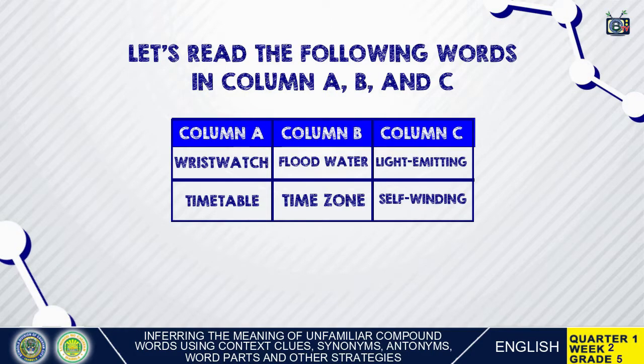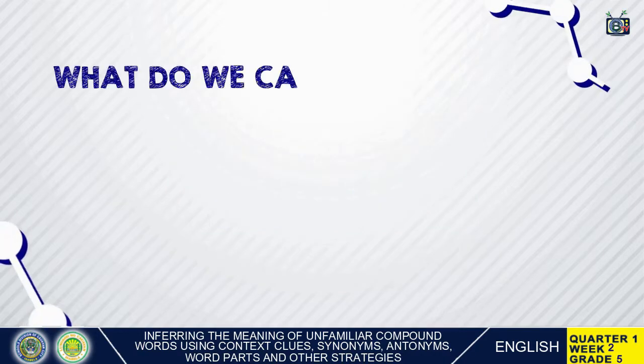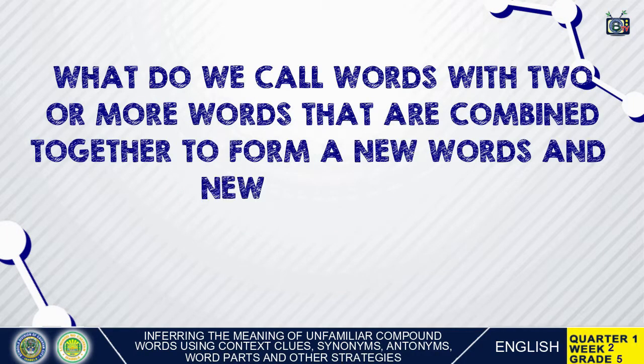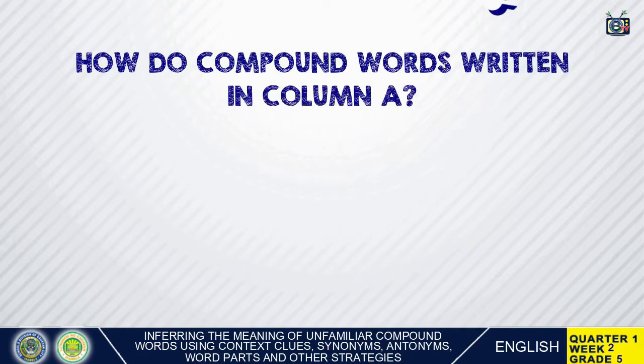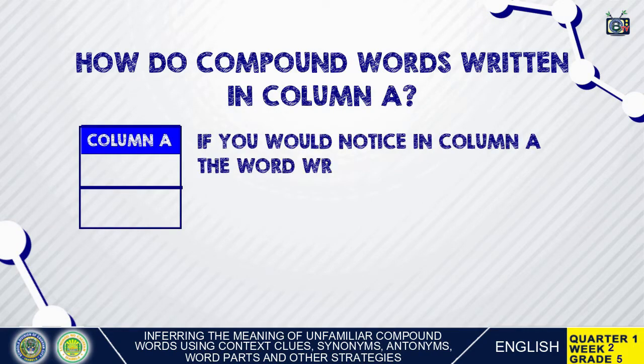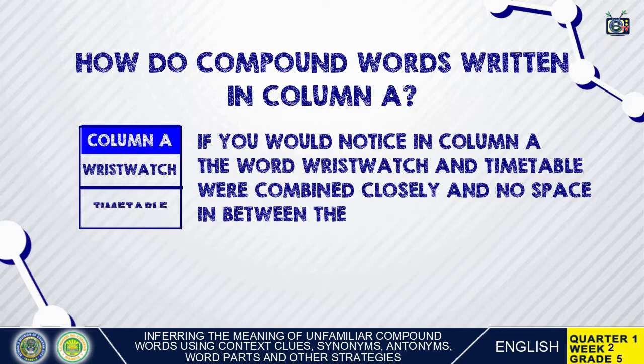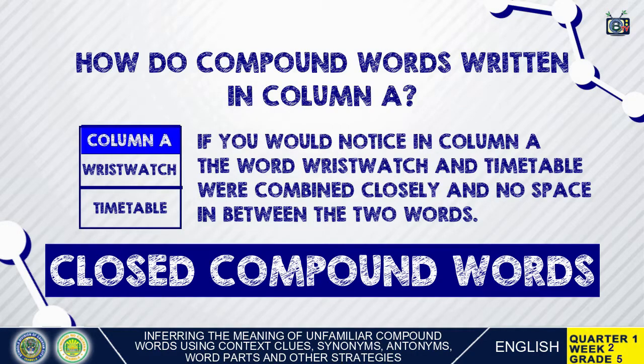How many words were combined to form a new word with a new meaning? Exactly, we have 2 words. What do we call words with two or more words that are combined together to form a new word and a new meaning? Good job! Compound words. How are the compound words in column A written? If you notice, the words wristwatch and timetable were combined closely with no space in between the two words. So in column A, we call them close compound words.